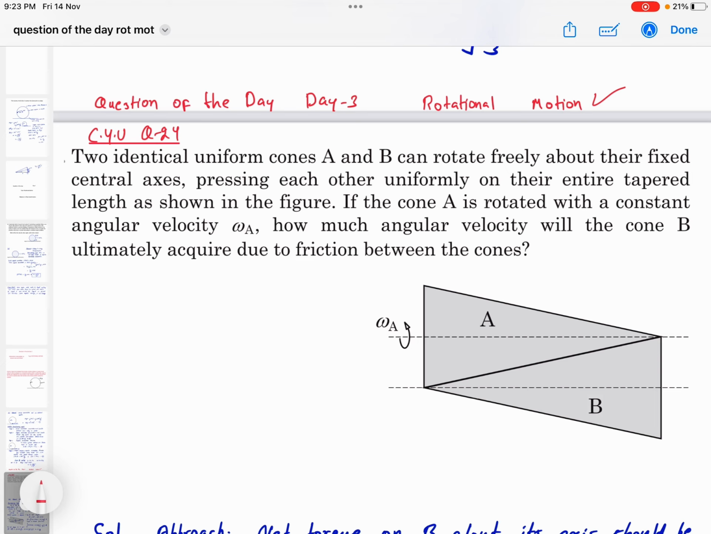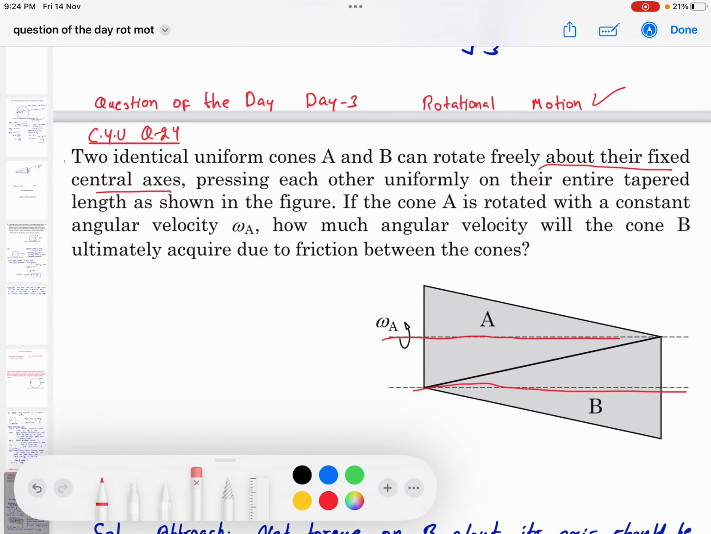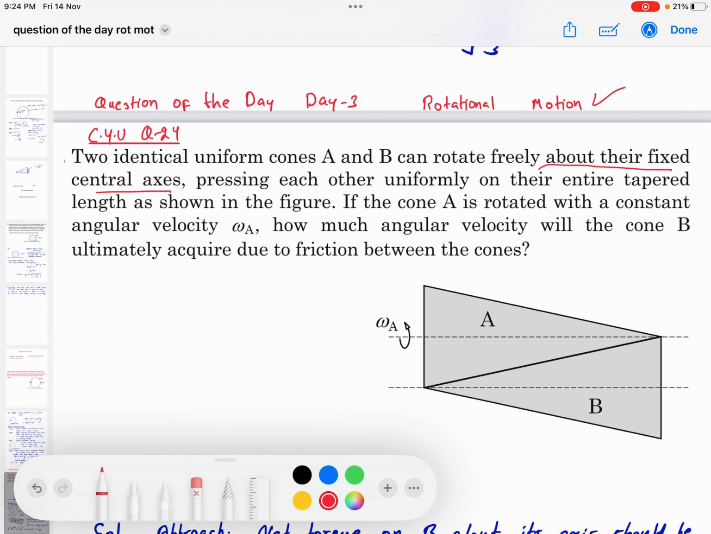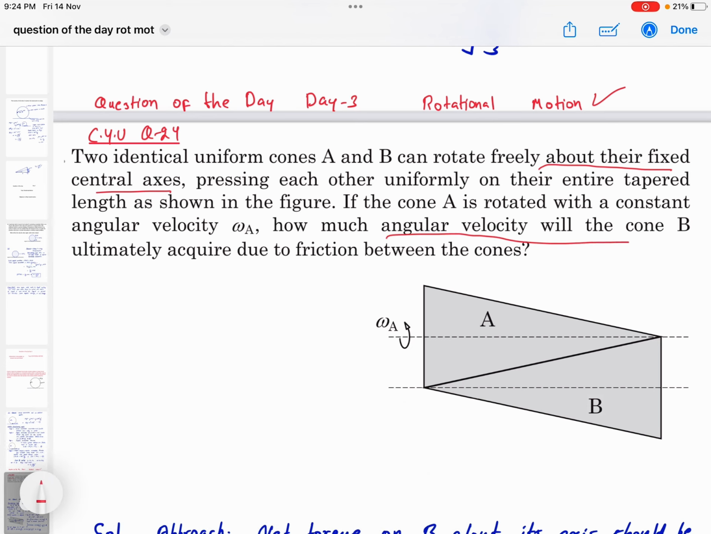Now, first I'm explaining the question. Two identical uniform cones, A and B, can rotate freely about their fixed central axes. Both have their own axis. If cone A is rotated with a constant angular velocity omega A, means we are rotating it from an external agent, how much angular velocity will cone B ultimately acquire due to friction between the cones? So what will be the final angular velocity of cone B? That is the question.